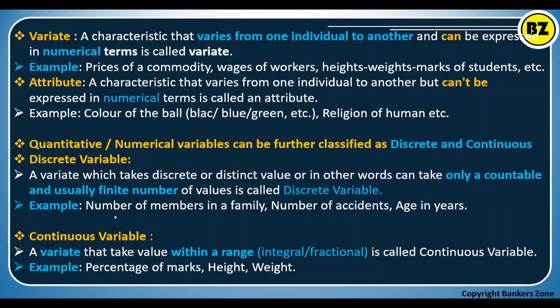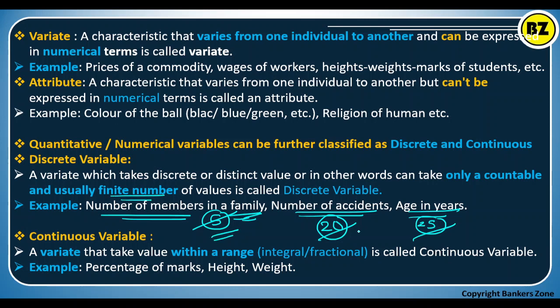Now for example, the number of members in a family. I have 5 members in the family. Number of accidents that happen in a year, suppose 20 accidents happen. Age in years, my age is suppose 25 years. So these are numbers which I can quote in finite form, which I can count easily. This is not infinite. I will not say my age is 5 million. So numbers which are countable and finite are nothing but discrete variables.